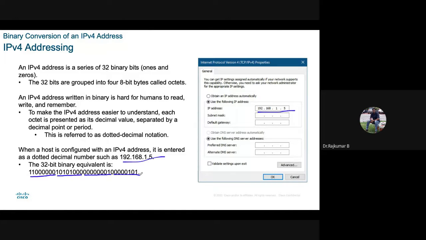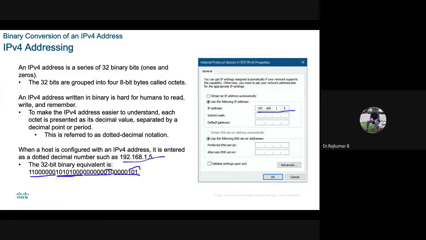ठीक है, अब यहां देखोगे तो ये हो गया 5, ठीक है, ये हो गया 1, ये this value is equal to 168 and this value is equal to 192. ठीक है, ओके. Okay, good.